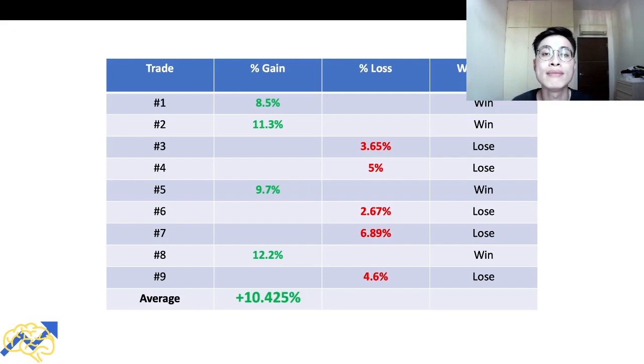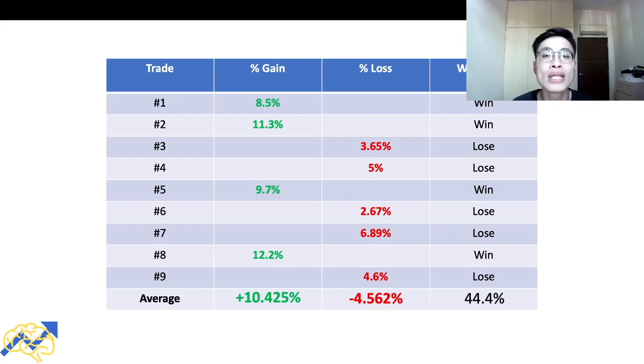10.425%. And we'll do the same thing for average losses. So we tally up the losses and then divide by the total number of losing trades. So the total number of losing trades in this case is 5. So we tally up the total loss, divide by 5, which gives us 4.562%. So average gain in this example is 10.425% and average loss in this example is 4.562%. The next component that we need to calculate is the betting average or the win rate. So in this case, we take the number of wins divided by the total number of trades taken. So the number of winning trades is 4 and the total number of trades taken is 9. So that gives us a win rate of 44.4%.